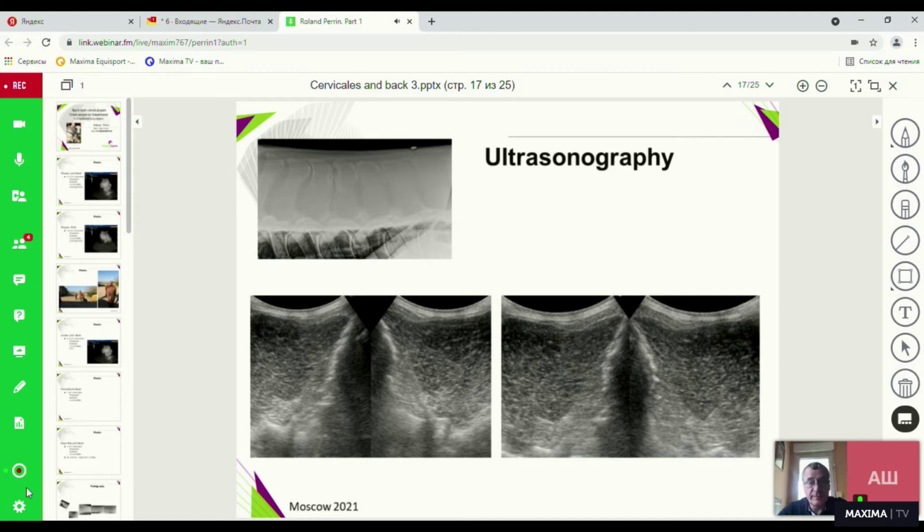For the thoracic area it is not so useful, but on the cervical and lumbar area it is very interesting.